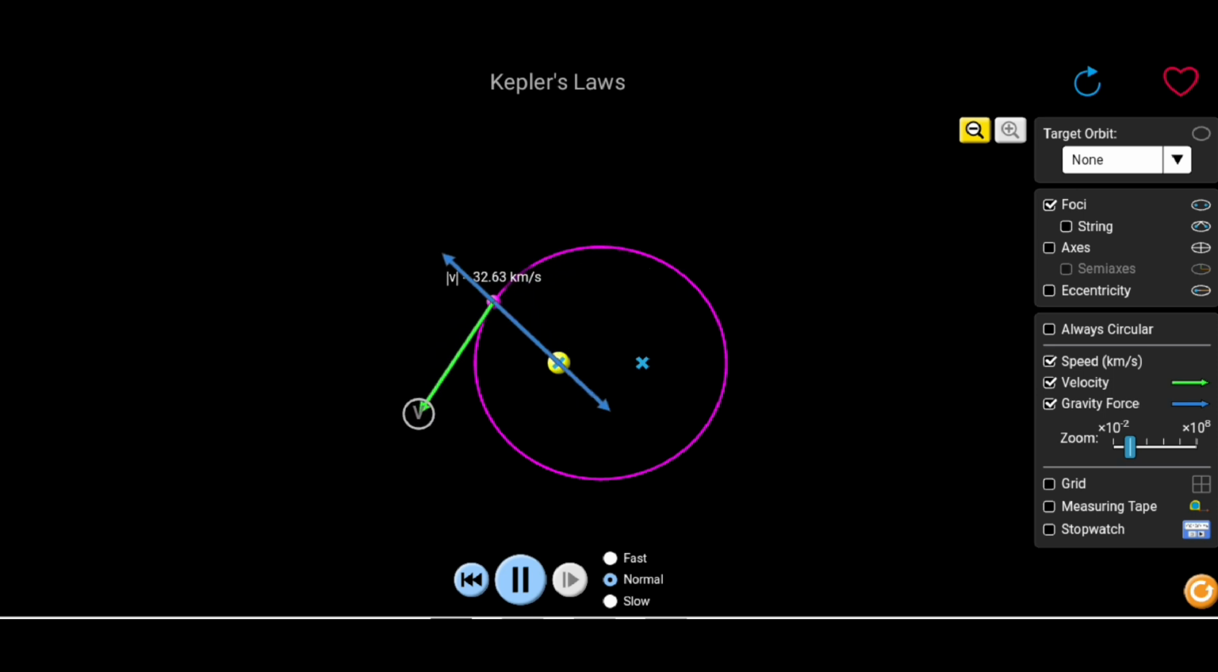Kepler's first law. The law of ellipses. The statement: the orbit of every planet is an ellipse, with the Sun at one focus. Breaking it down, planets do not move in perfect circles. Instead, they follow an oval-shaped path called an ellipse. Imagine stretching a circle into a slightly elongated shape. This is what an ellipse looks like. The ellipse has 2 special points called foci, plural of focus. The Sun occupies one of these points, while the other remains empty.